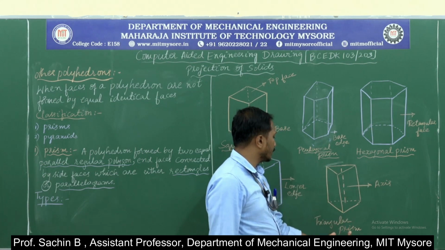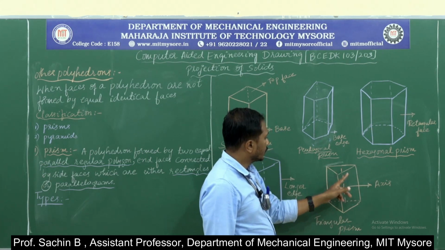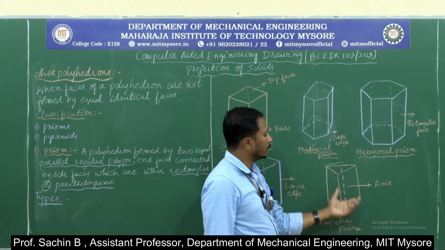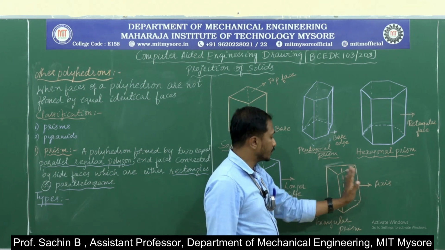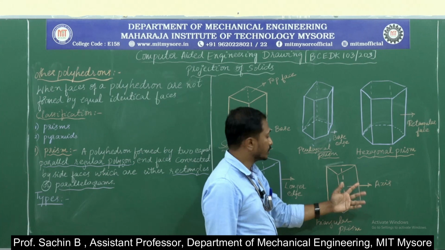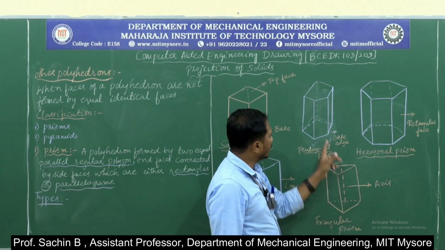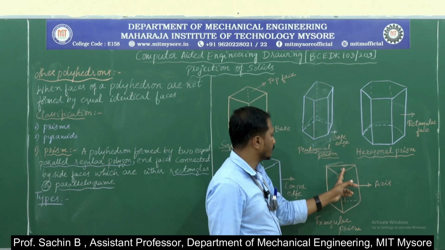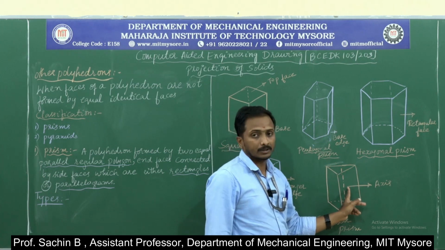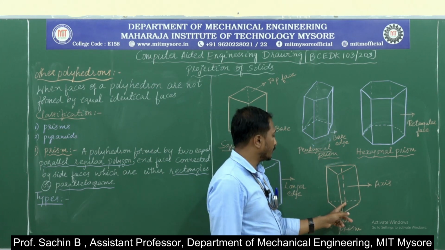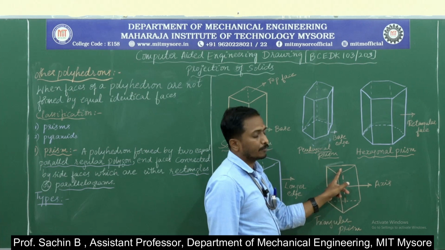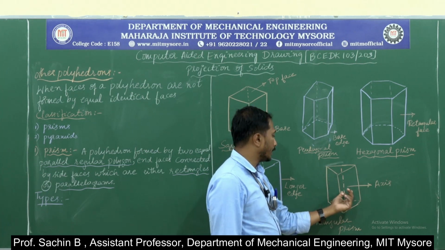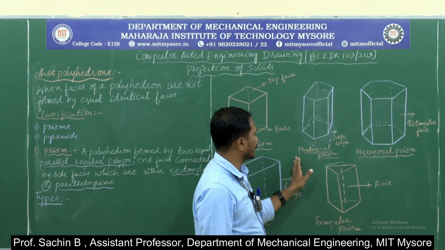And one more I have written is the triangular prism. Here everything is the same: the base will be a triangle and the top face will be a triangle, which is bounded by rectangular faces or parallelograms. At the center of all the objects, the axis lies in this manner. It means from the center of the base to the center of the top face, it is connected with a chain line, and that is called the axis.